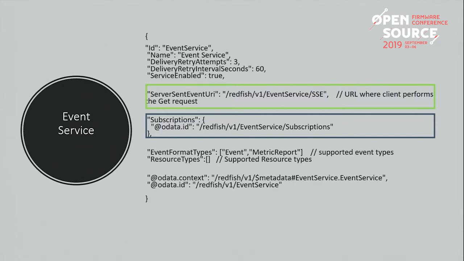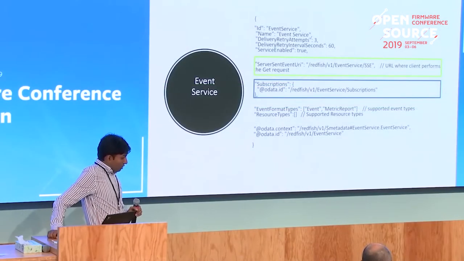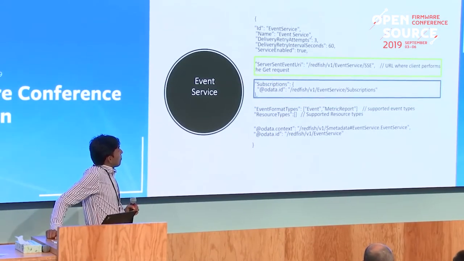The event service also tells about what event format types are supported by the event service. Could be event and the metric report. The metric report is a telemetry report. Resource type tells what kind of resources this event service supports. And resource types is all the resources supported by Redfish. Could be account service, or network, or anything else, chassis. So this is the event service.